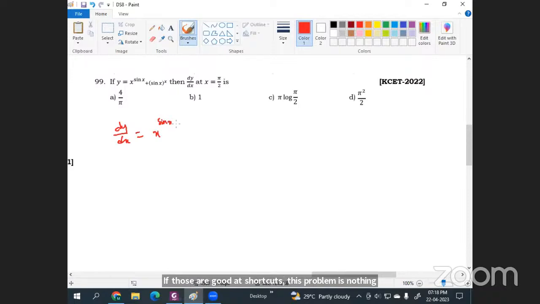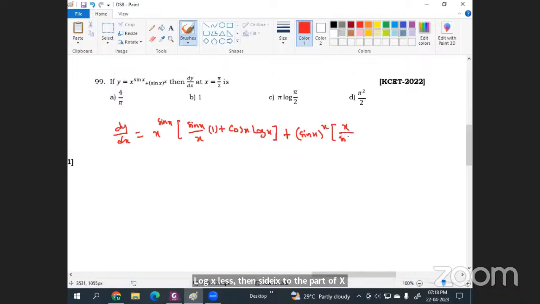So f of x to the power of g of x by f of x, then x derivative is 1 plus sin x derivative is cos x log x, plus then sin x to the power of x into x by sin x into sin x derivative is cos x plus x derivative is 1 log sin x.